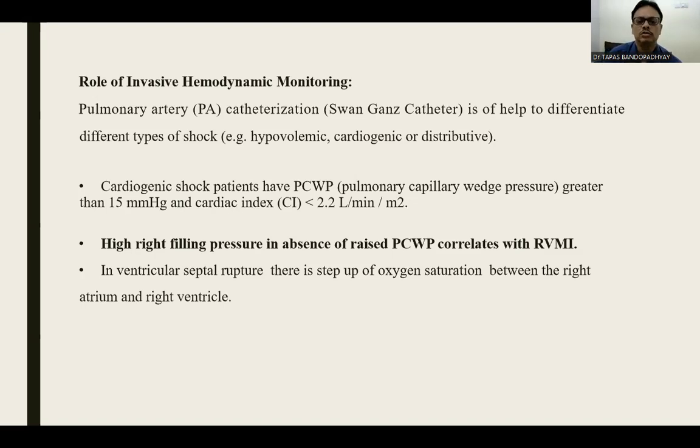But cardiogenic shock patients will have pulmonary capillary wedge pressure greater than 15 millimeter mercury and cardiac index less than 2.2 liter per minute per square meter. That is the finding that we get in case of cardiogenic shock. High right atrial filling pressure in absence of raised pulmonary capillary wedge pressure correlates with right ventricular myocardial infarction.